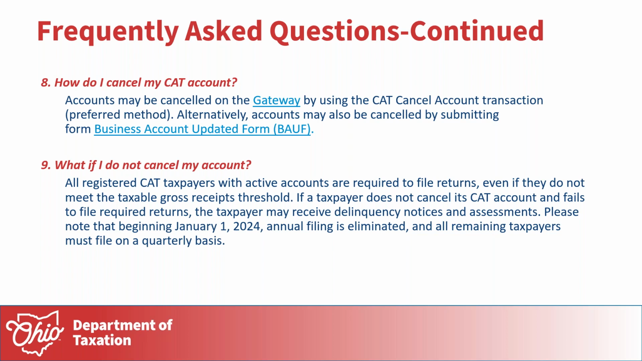Please note that beginning this year on January 1st, annual filing is eliminated. So all of the remaining taxpayers must file on a quarterly basis. CAT accounts that are annual filers won't be switched to quarterly until after that May 10th of 24 deadline. This just allows time for them to file that final return and get that account canceled if need be.